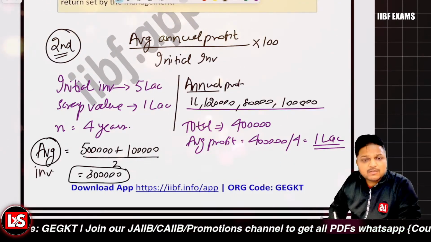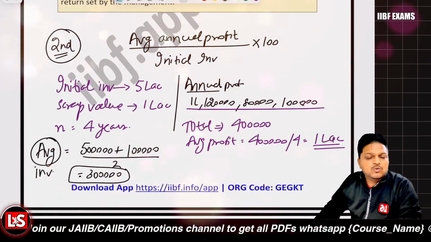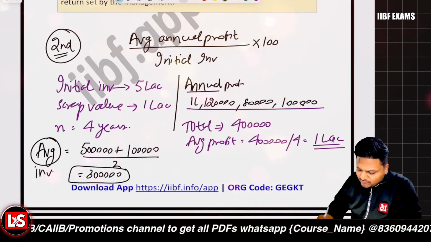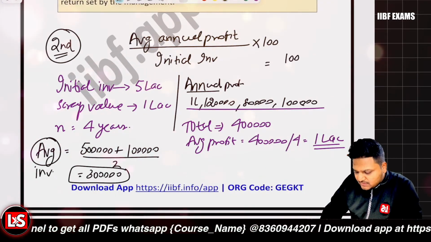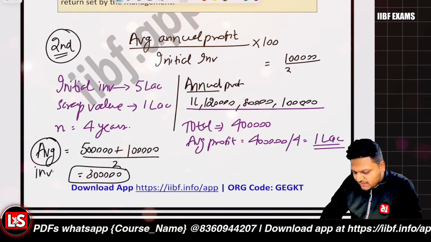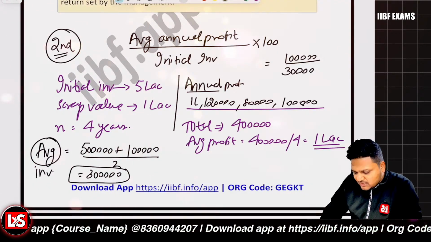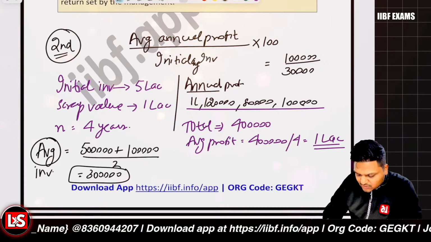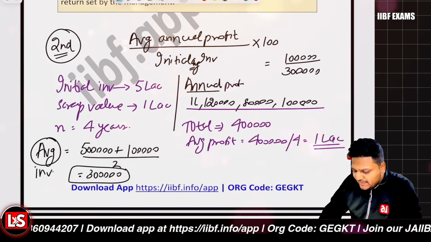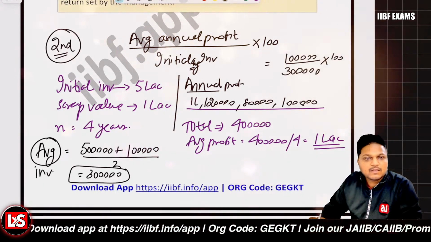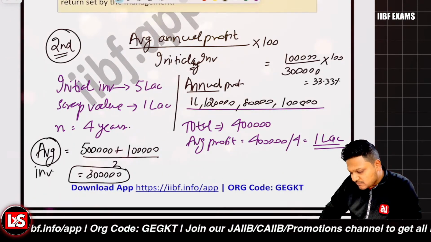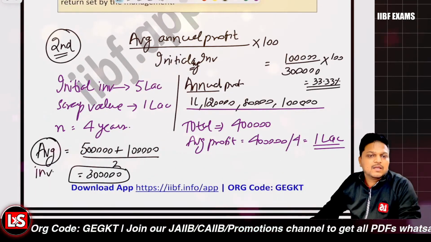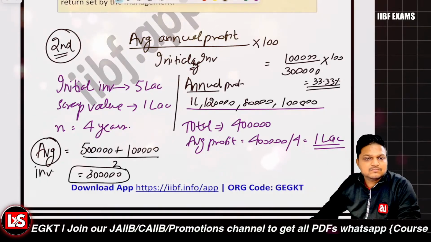So what will be the answer? ARR would be equal to the average annual profit of 1 lakh rupees divided by the average investment of 3 lakh rupees, multiplied by 100. So that is 33.33%. Clear?